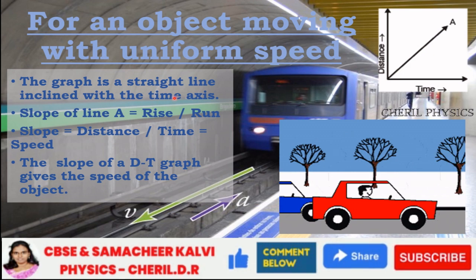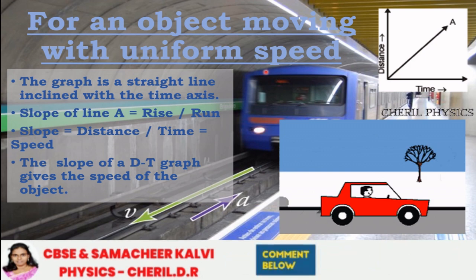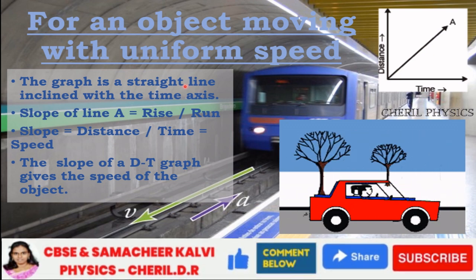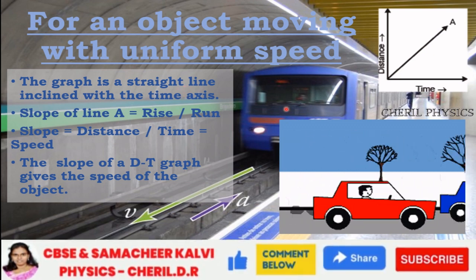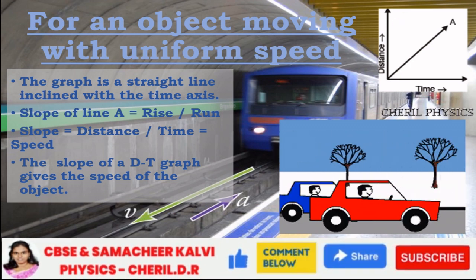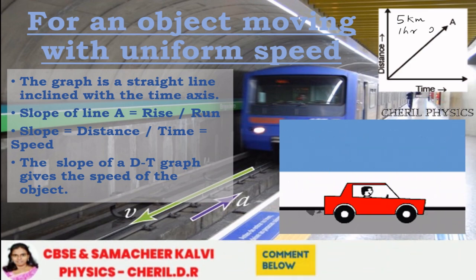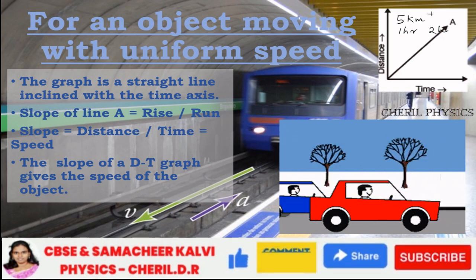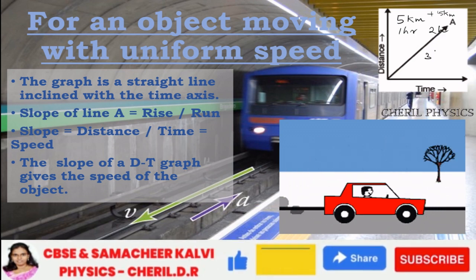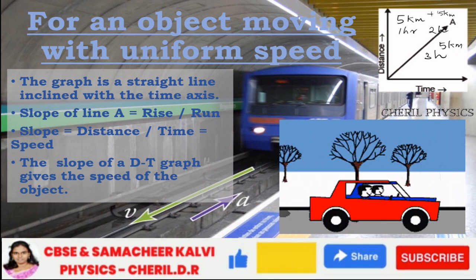Now, what if an object is moving at uniform speed? What do you mean by uniform speed? Uniform speed means it is going to cover equal distances in equal intervals of time. If I say it is going to cover 5 kilometers in 1 hour, then what happens? In the second hour it will cover an extra 5 kilometers only. Same distance it is going to travel. Second hour again 5 kilometers. Third hour again 5 kilometers. So the distance covered is going to remain the same throughout.